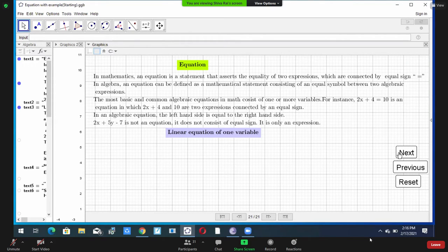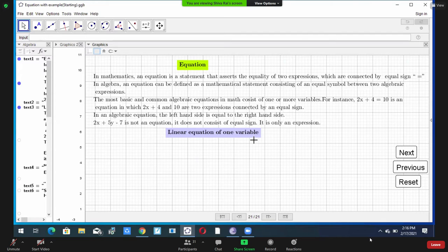So what do you mean by linear? You have learned in junior class also. But are you remembering or no? Linear equation. What do you mean by linear equation? And linear equation also, linear equation of one variable.